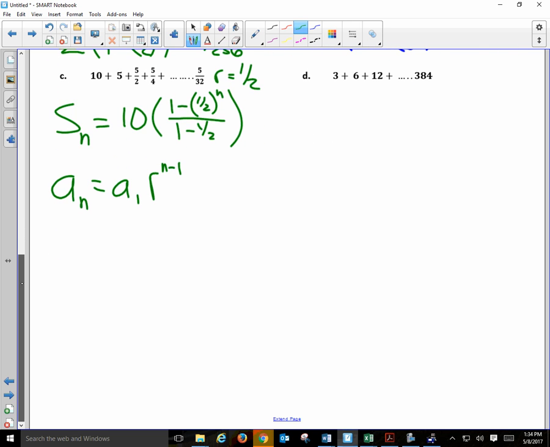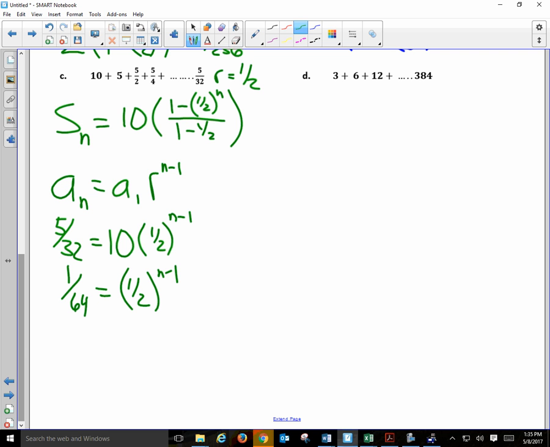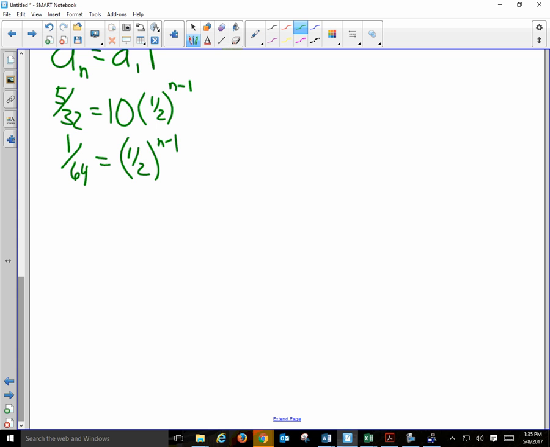What is our term that we're trying to find? 5/32 is equal to first term times ratio 1/2 to the n minus 1. I have to solve for n. How would you like to do that? Divide by 10. 5/10 is 1/2, so I get 1/64 is equal to 1/2 to the n minus 1. Oh no, the variable's in the exponent.